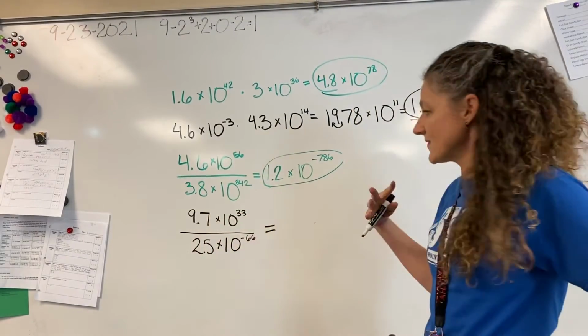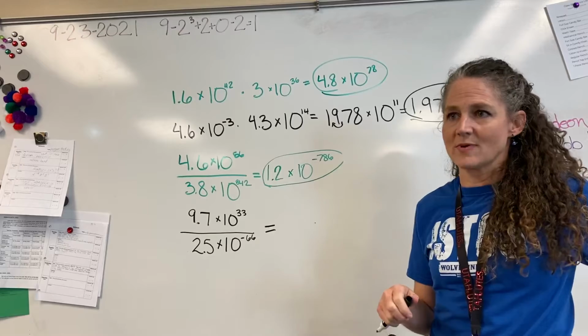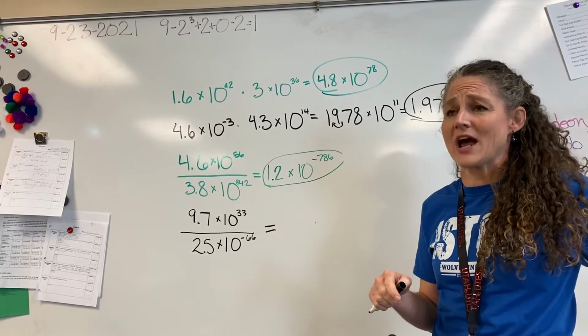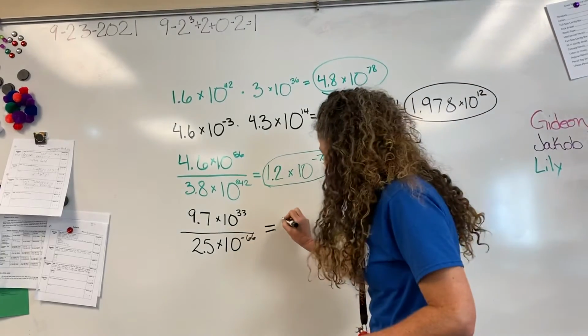We're dividing numbers in exponential form, but these little guys right here are not in exponential form. So what's 9.7 divided by 2.5? I choose to not do this math in my head. But Sophie's calculating it out for me. What is it? It's 3.88.